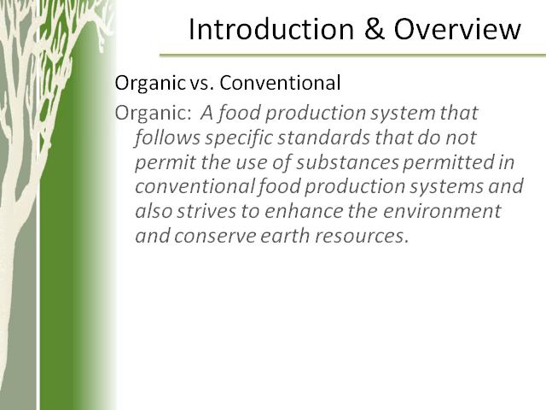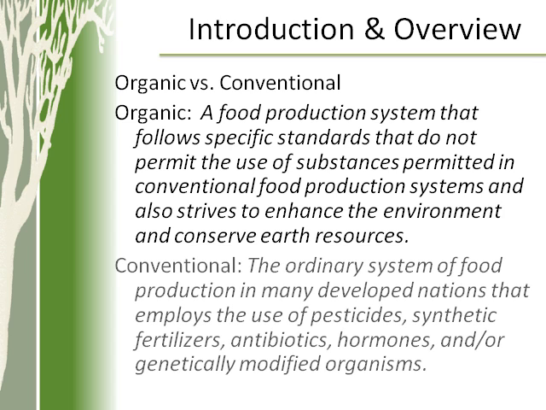The organic system is a holistic approach dating back to the late 19th and early 20th century in Europe. Organic foods are grown without the use of synthetic pesticides, chemical fertilizers, antibiotics, growth hormones, and genetic engineering, which are permitted and often embedded in conventional agricultural practices.